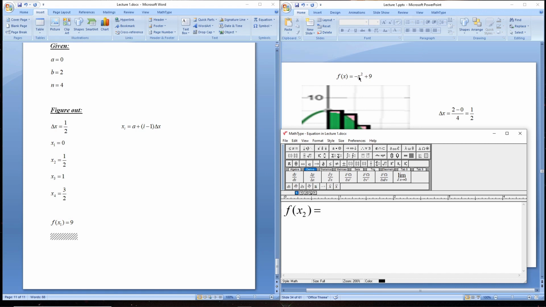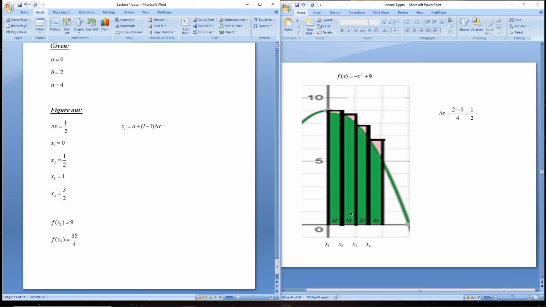So we have a half squared, a half squared being a fourth. So we have 9 minus a fourth. And we have to do a common denominator here of 4. So 9 is going to be 36. Our 36 minus 1, adding these two together, gives us 35 over 4. And that is the height of the second rectangle.